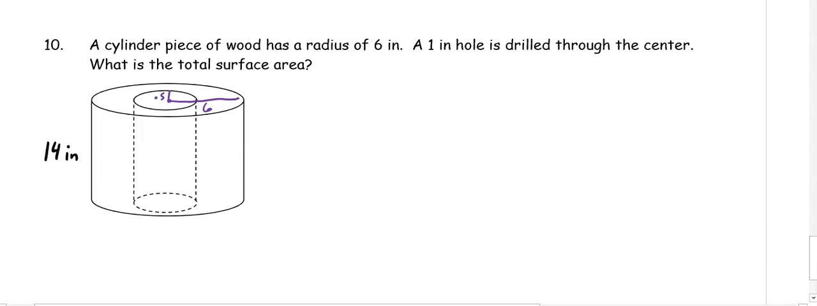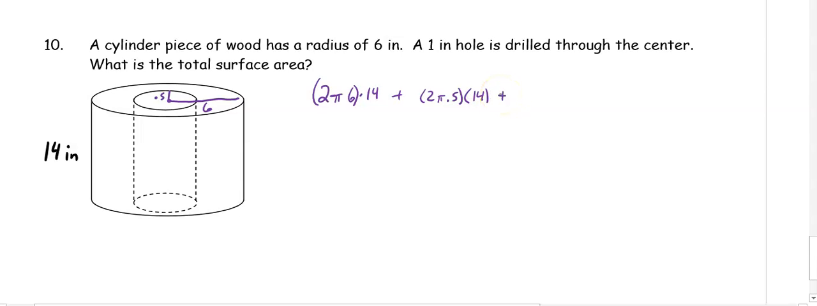So for the total surface area, think about we need to paint this part on the outside and we need to paint this cylinder on the inside, and then we need to worry about our circles and the part that we drilled the hole through. So the lateral area for the big cylinder is going to be 2 pi 6 times the height of 14. For the inside tube, that's going to be 2 pi 0.5 times 14.